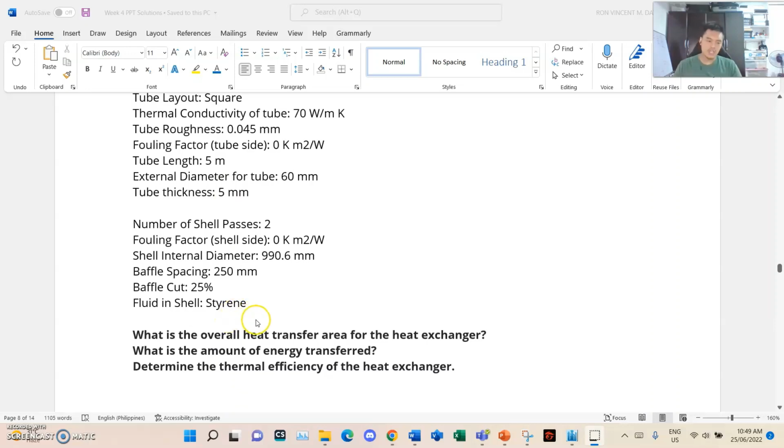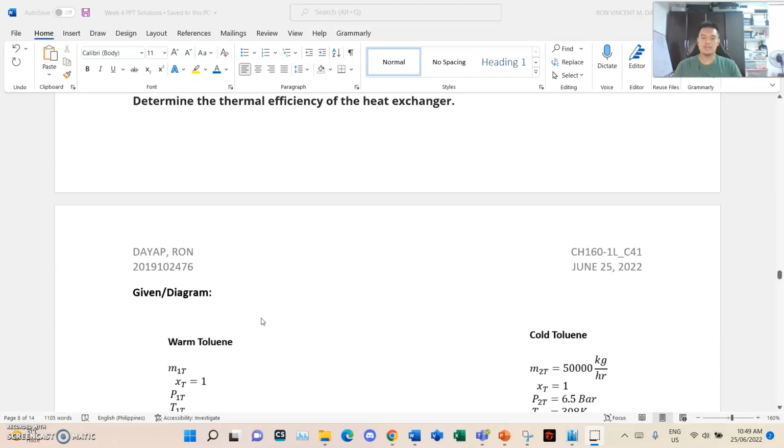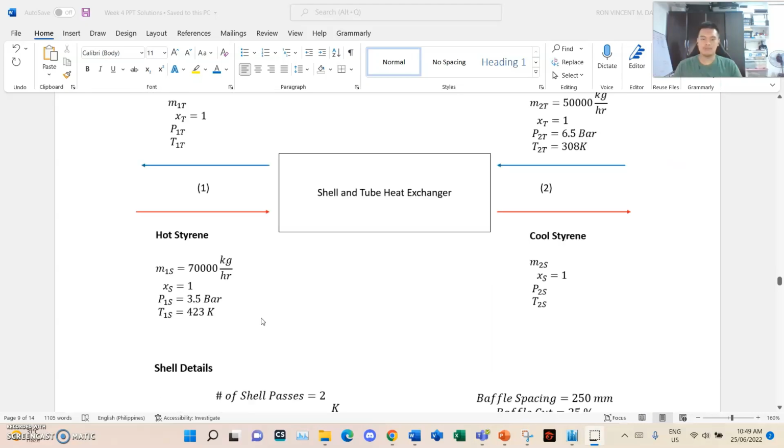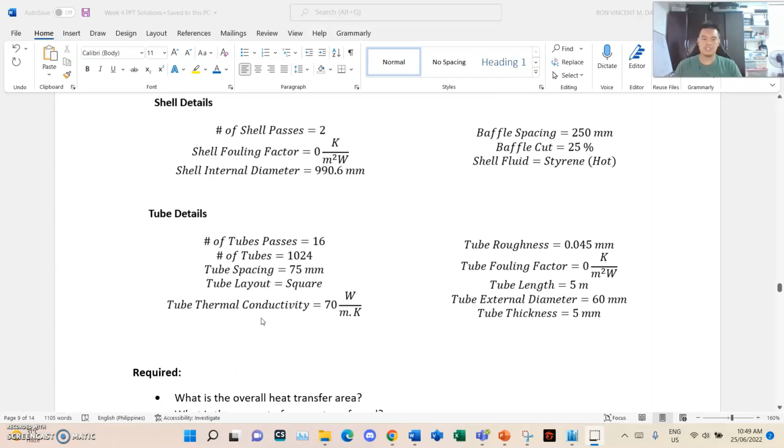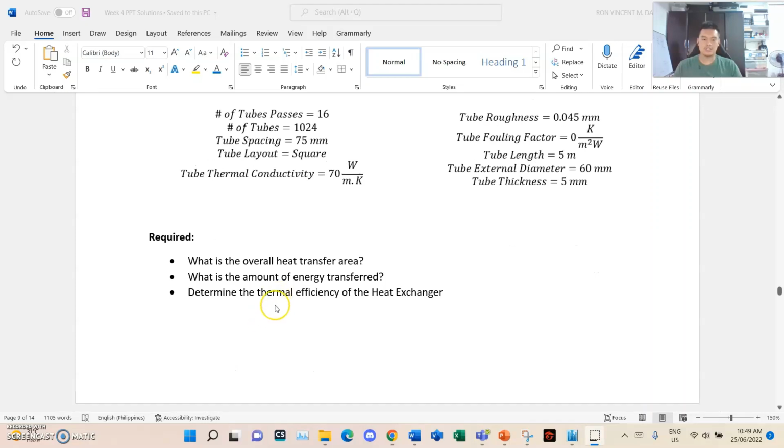So the questions are, what is the overall heat transfer area for the heat exchanger? What is the amount of energy transfer? And determine the thermal efficiency of the heat exchanger. Now to start, this is the diagram, summarized in all details, and the required is as follows.